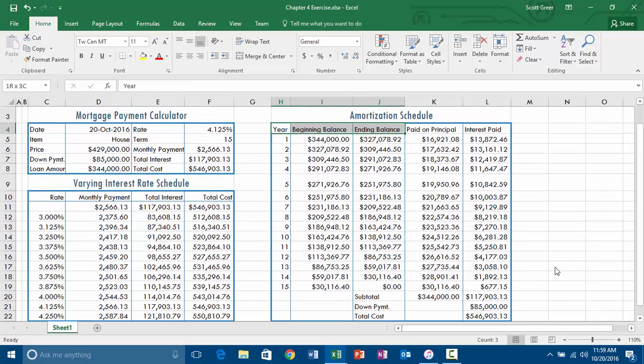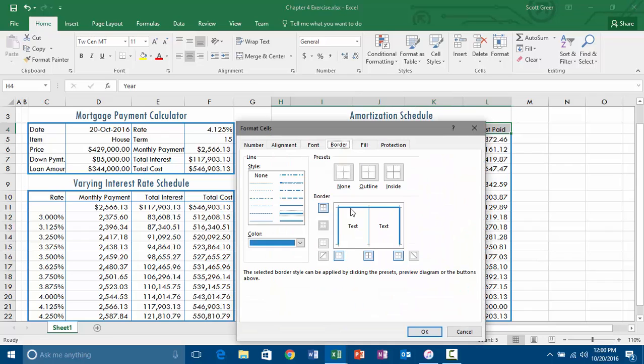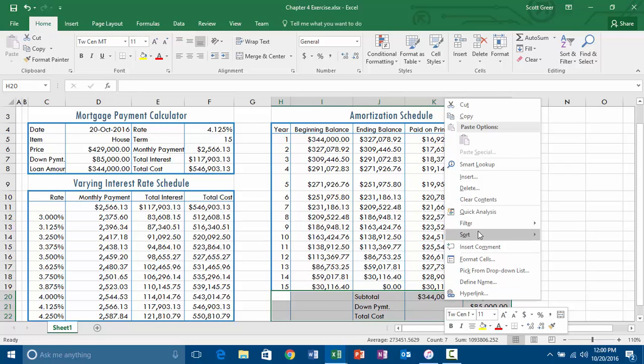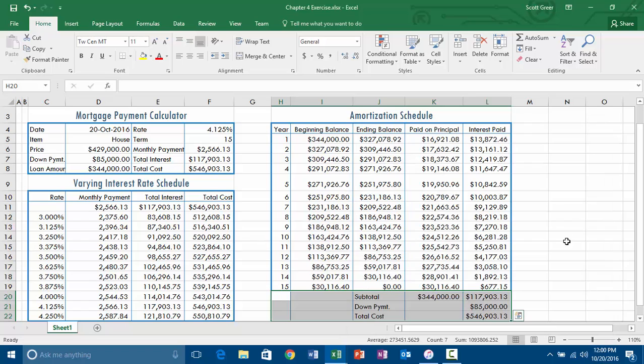So I'm going to come up here and I'm going to center this one. So I'm going to center justify, right mouse click and format cells, skinny one, click right there. And at the bottom, I'm going to put one more line down here, format cells on the top. Looking good.